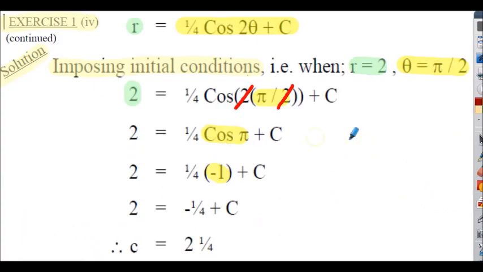Be careful if you're using your calculator to be in radians mode, because the pi upon 2 is an angle in radians, it's equivalent to 90 degrees. So evaluating, we find c is equal to 2 and 1/4, or 2.25 in decimal.